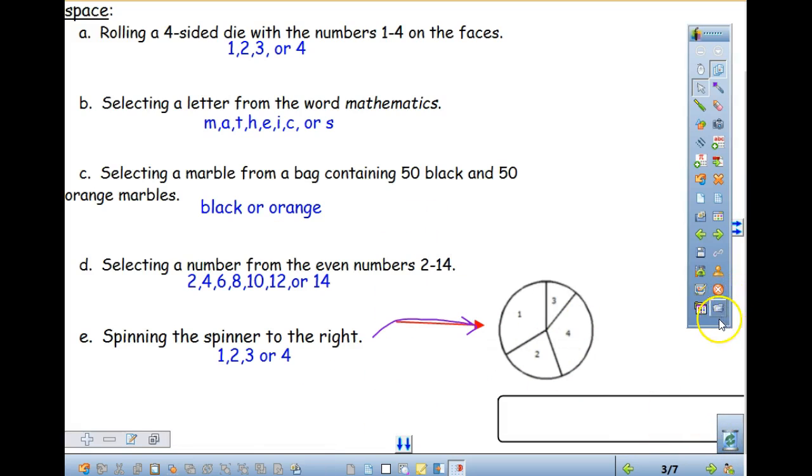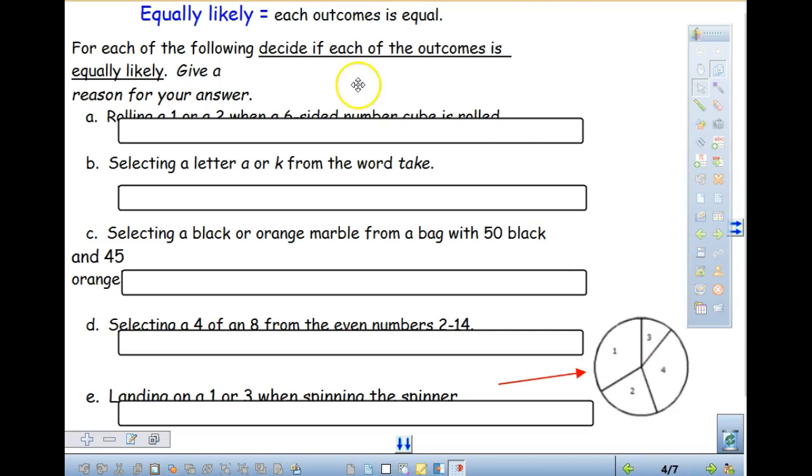So thinking about sample space, you're going to be asked to do this in your homework. You're going to be asked to list the sample space as you look at something, and then you're also going to be asked to do this next part, which is: is it equally likely? So one of the first questions says list your sample space in your homework, and then it says equally likely, which means each outcome is equal. For each of the following, decide if each of the outcomes is equally likely. Give your answers a reason.